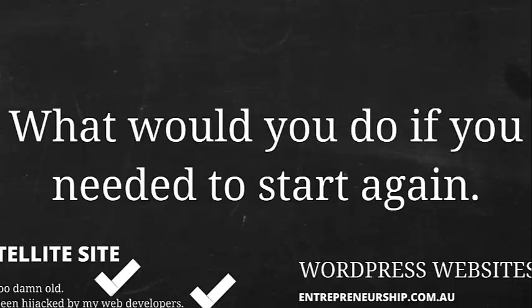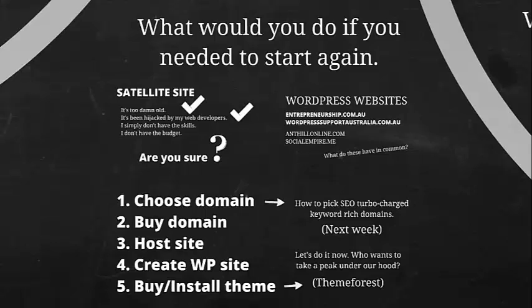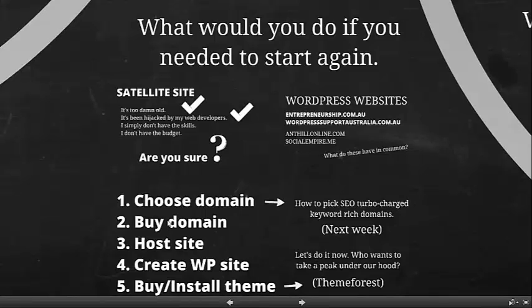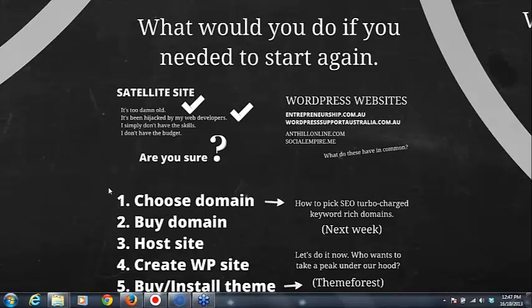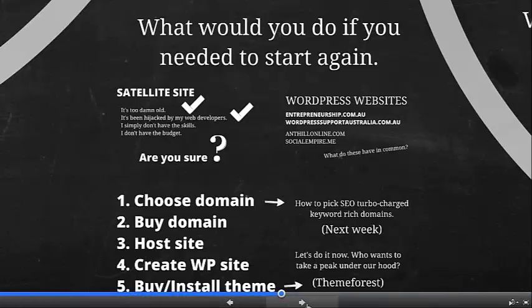So, what would you do if you needed to start again? I'm going to break this down really, really simply. Take out a pen and paper and write this down. This is quite literally how we create new websites, how we created the WordPress Support Australia website in under an hour. It's a 5-step process: you choose a domain, you buy a domain, you put it on a hosting site, you create a WordPress site, and you buy and install a theme.